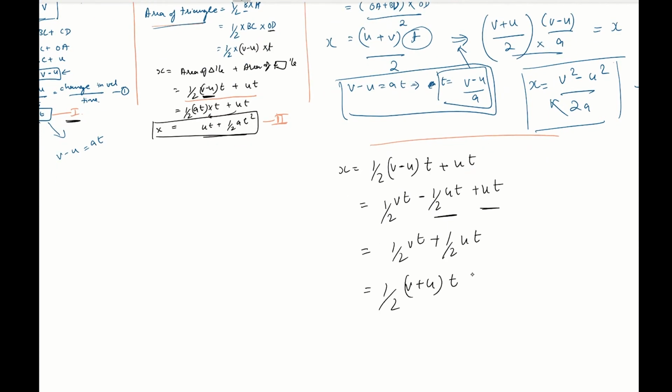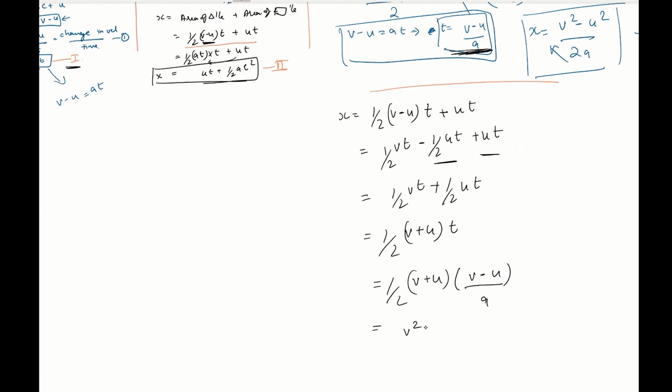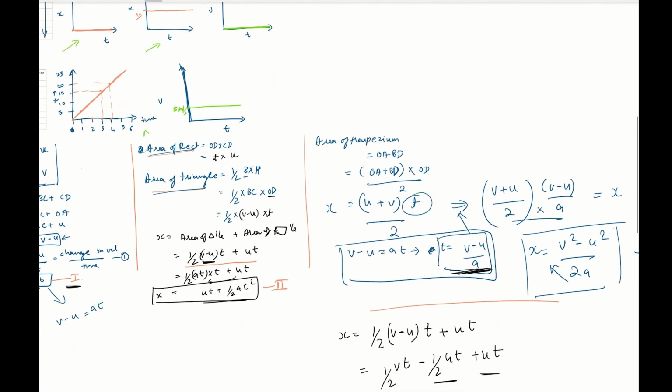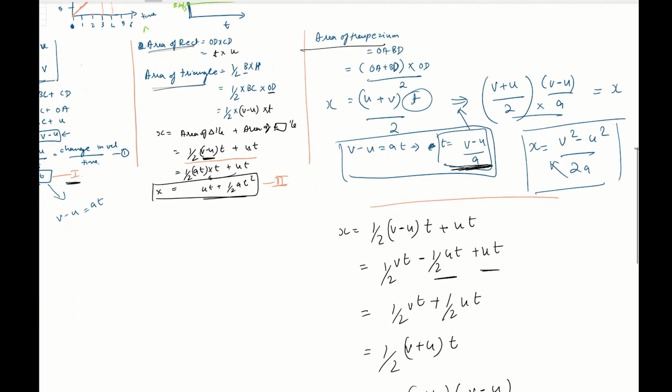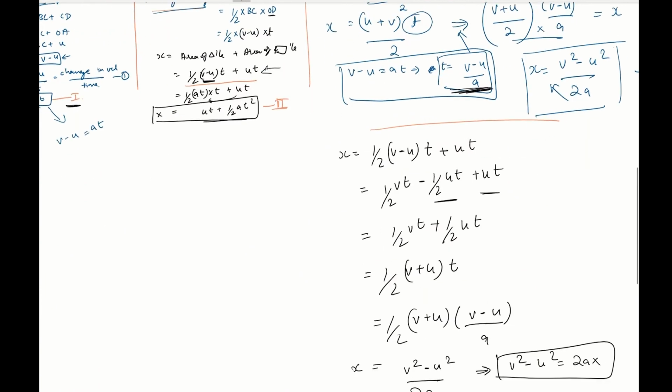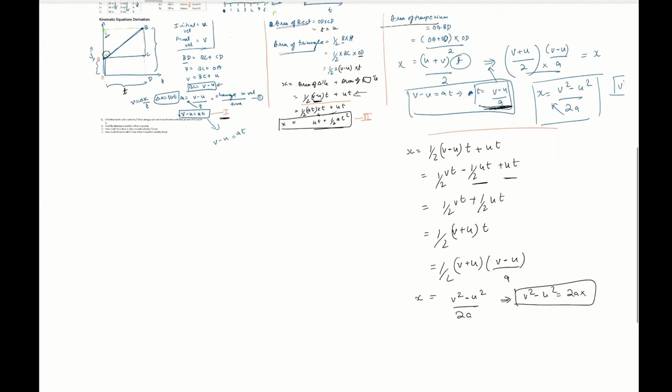So again, you take the t value from here, which is v minus u by a, half v plus u times v minus u by a, you get nothing but v square minus u square over 2a is equal to x, and you get v square minus u square equal to 2ax again. So there are two ways of deriving the formula. One of them is by calculating the area of the trapezium, and the other one is just using the area of rectangle but just expanding the values over here. All right, so those are the three equations.